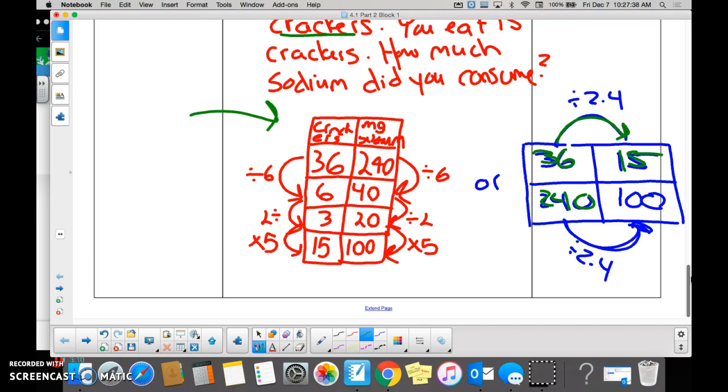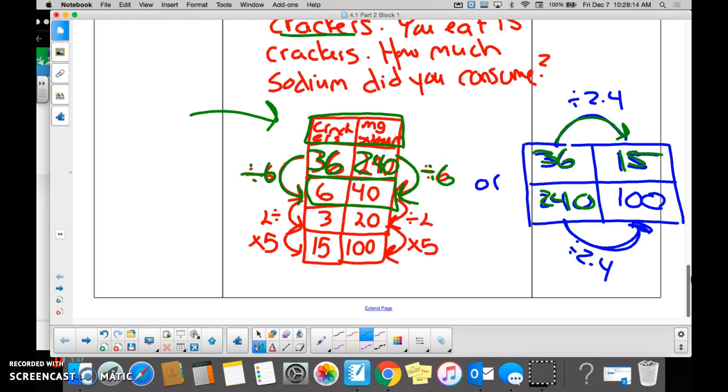Tate came up and he created a ratio table, and he started with crackers and then sodium, and he started with what he knew. 36 crackers is 240 milligrams of sodium. And he knew he needed to get to 15 crackers, but again, going from 36 to 15 is not really possible unless you do multiple steps. So Tate decided to take his 36 crackers and he divided by 6. And if he divided the crackers total by 6, he must also divide the sodium total by 6, right? Yeah. So his new ratio table said 6 crackers represents 40 milligrams of sodium.